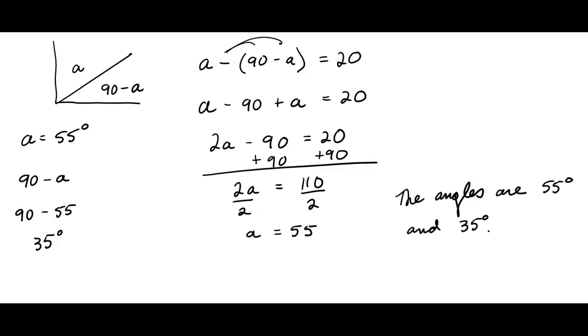Well, we can do a quick check. Does 55 and 35 add up to 90? Yes, so they're complementary angles. And if you took the difference between them, do you get 20? Yeah. All right.